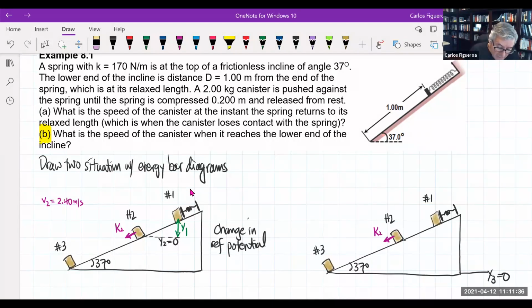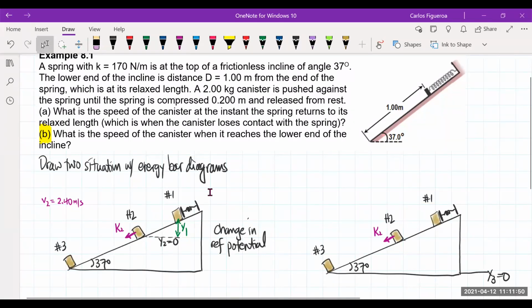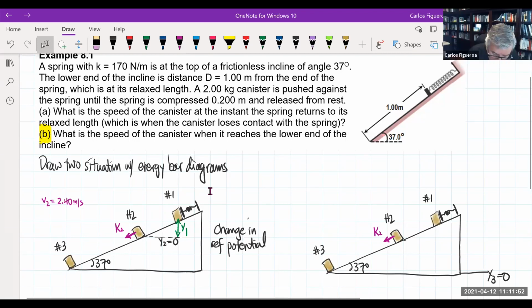And then we determined what the speed was, or we now know what the kinetic energy at point 2 is. Now I could continue along this point where I set up y2 equal to 0. But note that if I set y2 equal to 0, then that means the block is going to slide all the way down the incline here.